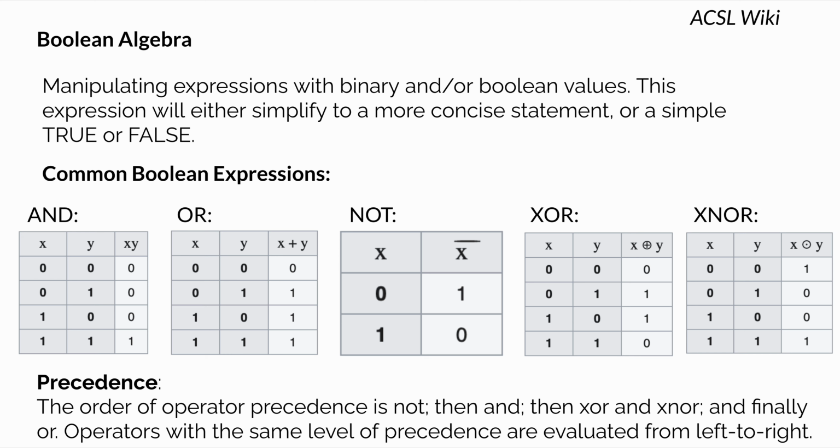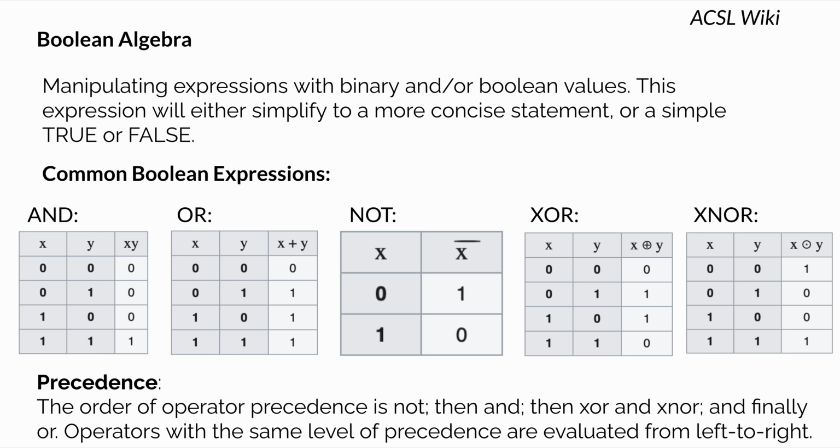There is an order of precedence when solving Boolean algebra. You first begin with a NOT, then AND, then exclusive OR, then exclusive NOR, and finally the OR operator. Operators with the same level of precedence are evaluated left to right. If there are no parentheses in the statement, then that is the order of operators that you will follow.